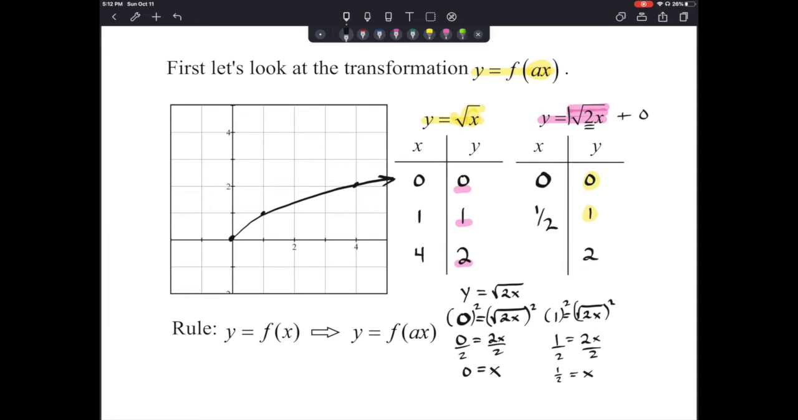And then you can do the last one there. Just take that 2, plug it in for y. So you get 2 is equal to the square root of 2x. We square both sides and get 4 equals 2x. And then we divide by 2, and that's what x ends up equaling. So we'll put our 2 down here. Let's go ahead now and look at plotting those points. We have a point at 0, 0, a point at 1/2, 1, and a point at 2, 2.